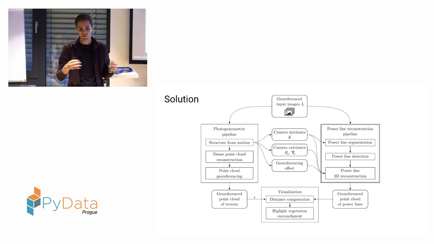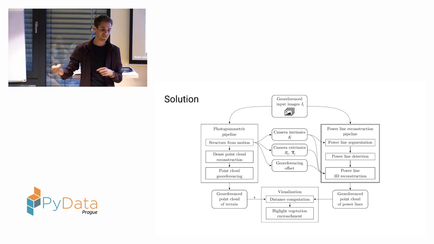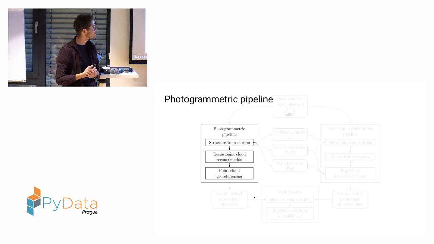You will build a 3D model, actually two 3D models. One is of the terrain itself. This can be done with standard software available on the market, but it's not very good with thin homogeneous structures. It cannot capture the wires because they look the same across all of the photographs. So there will be a second step, which is the cornerstone of the work: the power line reconstruction pipeline, which will build the 3D models of just the power lines. Then we will combine them together and calculate the distances between the two 3D models, and that's the final result. So let's start with the photogrammetric pipeline.